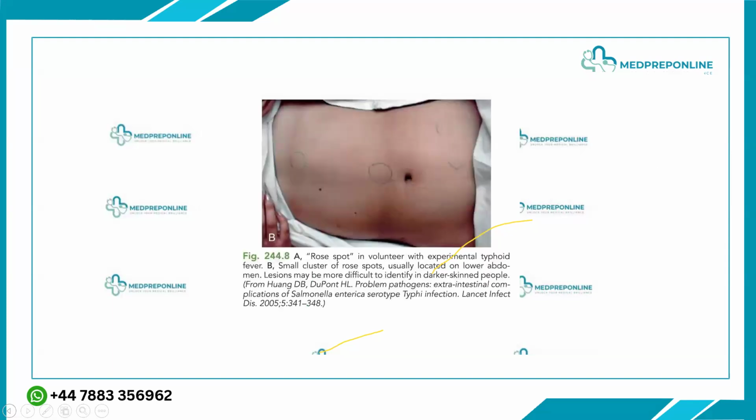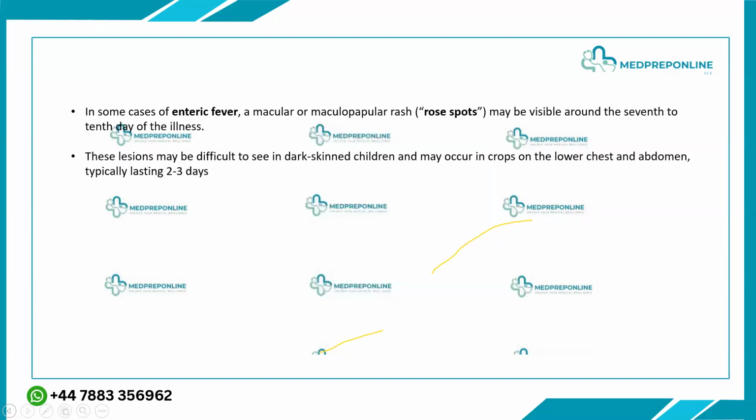ये क्या है? ये आप देख रहे हैं कि लोअर चेस्ट एंड अपर एब्डोमेन पे कुछ लीजन हैं जिनको सर्कल भी किया गया है. These are not that marked actually. ये बेसिकली enteric fever के रो स्पॉट्स है.